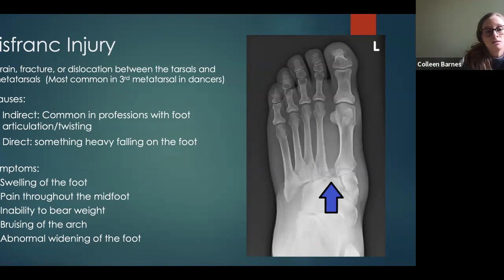So causes can be a couple of options, right? Indirect causes include anything that involves articulation of the foot, but also twisting. Direct causes can include something heavy falling on the foot and dislocating it or cracking it. Symptoms include swelling of the foot, pain throughout the midfoot or this middle part of the foot, inability to bear weight, can't put any weight on it, bruising of the arch, and abnormal widening of the foot. I've had a couple of dancers with this where their foot all of a sudden just kind of expands this way. It's really freaky looking.